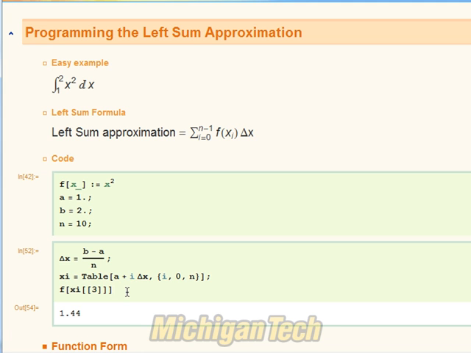Now if I take that function value, which represents the height of one of my rectangles, and I times it by delta x, well then that would represent the area of one of my rectangles. Then lastly, if I want to find the left sum approximation, I just need to sum up all of my rectangles.